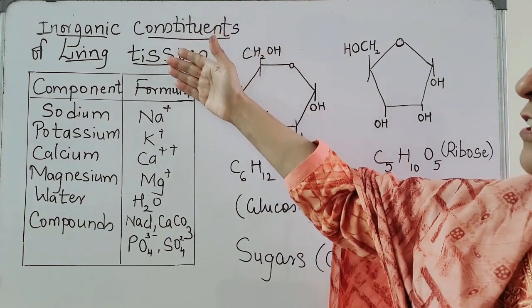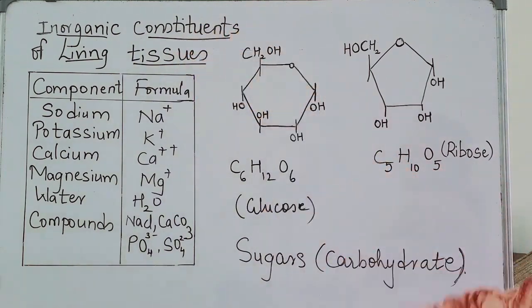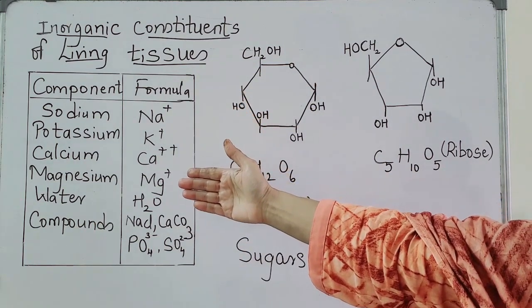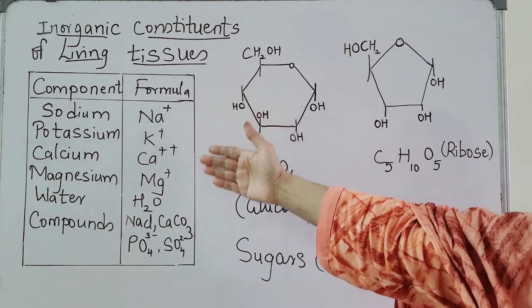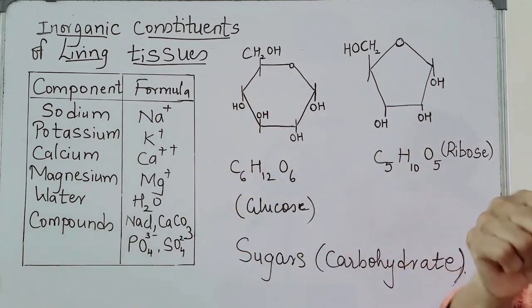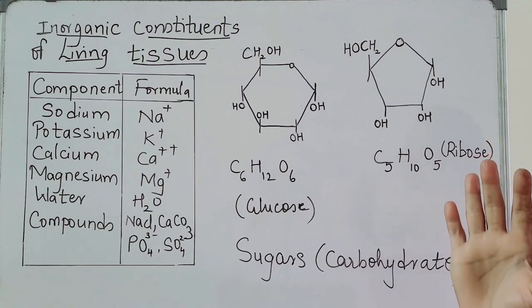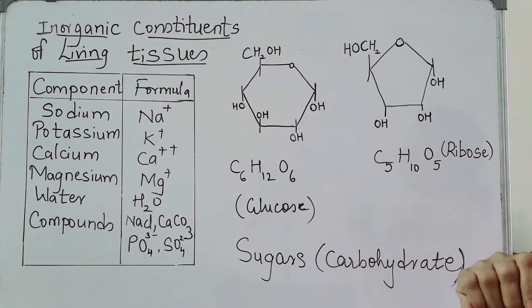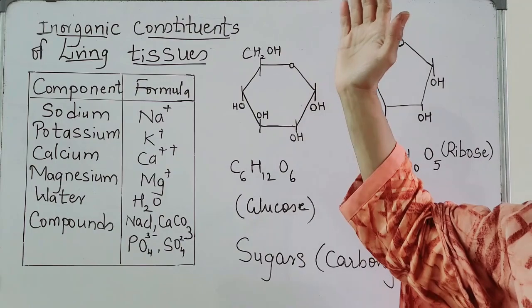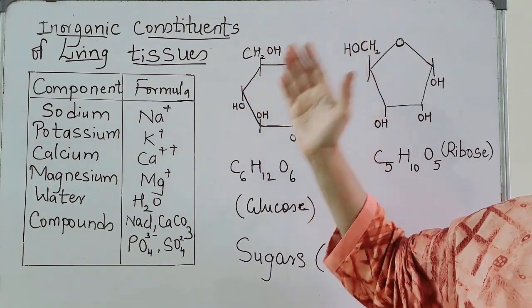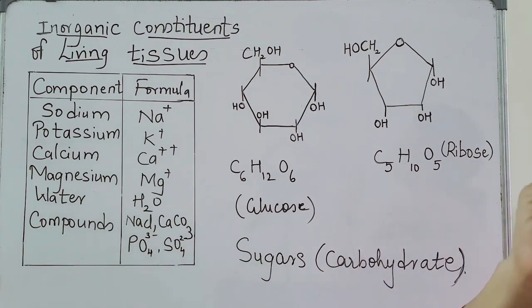Here, these are the inorganic constituents of the living tissues: sodium, potassium, calcium, magnesium, water, compounds. They are all inorganic, but they are found in the living tissue. You cannot classify them into biomolecules, but here they are the elements, the radicals, the salts which are found in the acid soluble fraction.